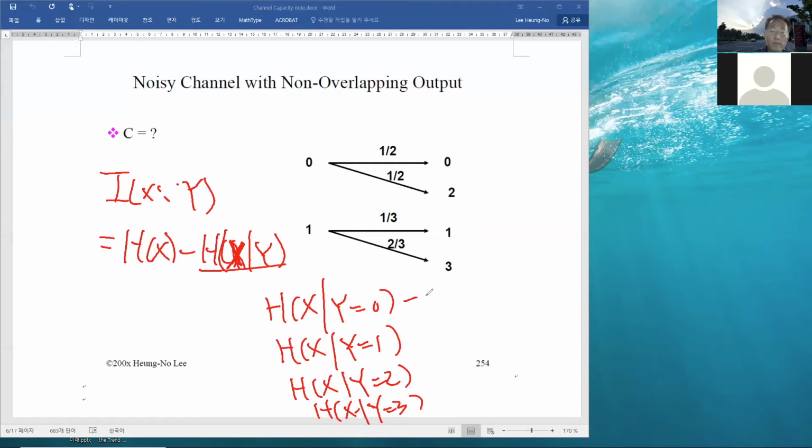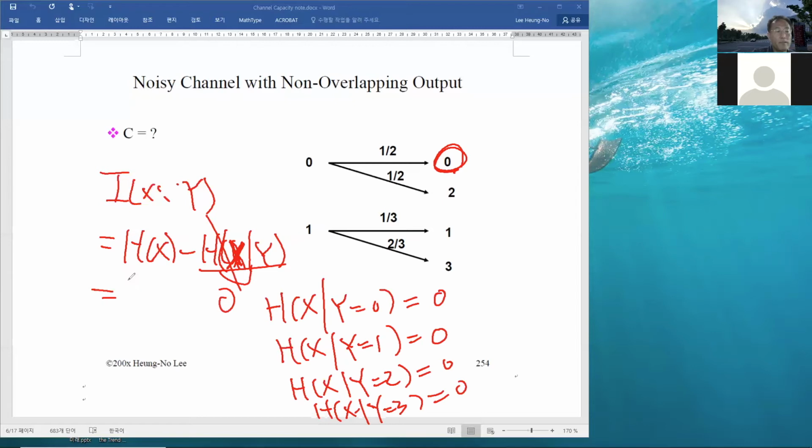So basically for this one, y is equal to 0. At this point, do you have uncertainty on x? No, you have zero uncertainty. How about y is equal to 1? Same. The input should be 1. So there is zero uncertainty. So the measure is all 0. So this part is 0.